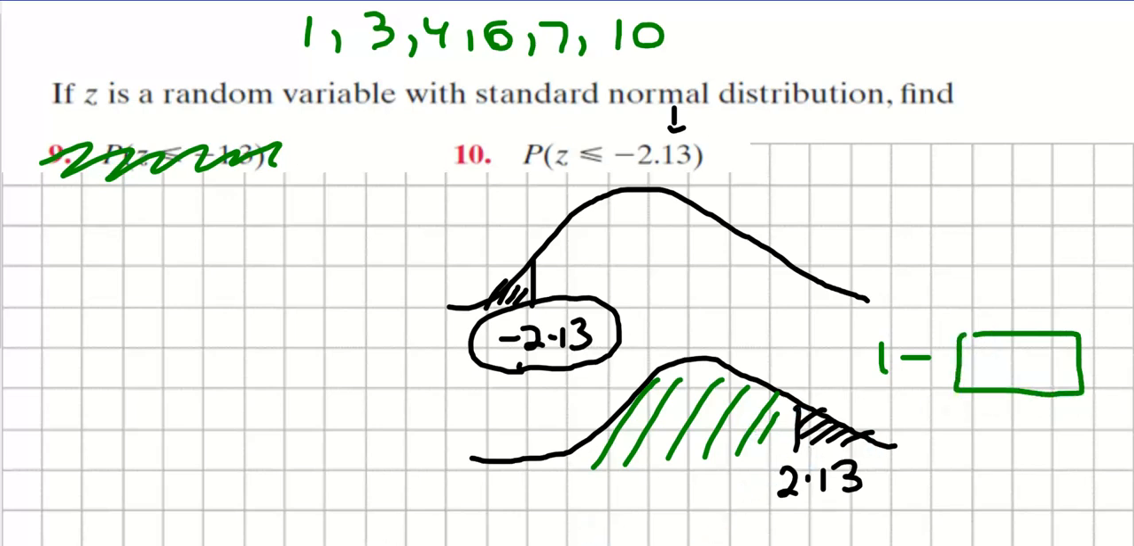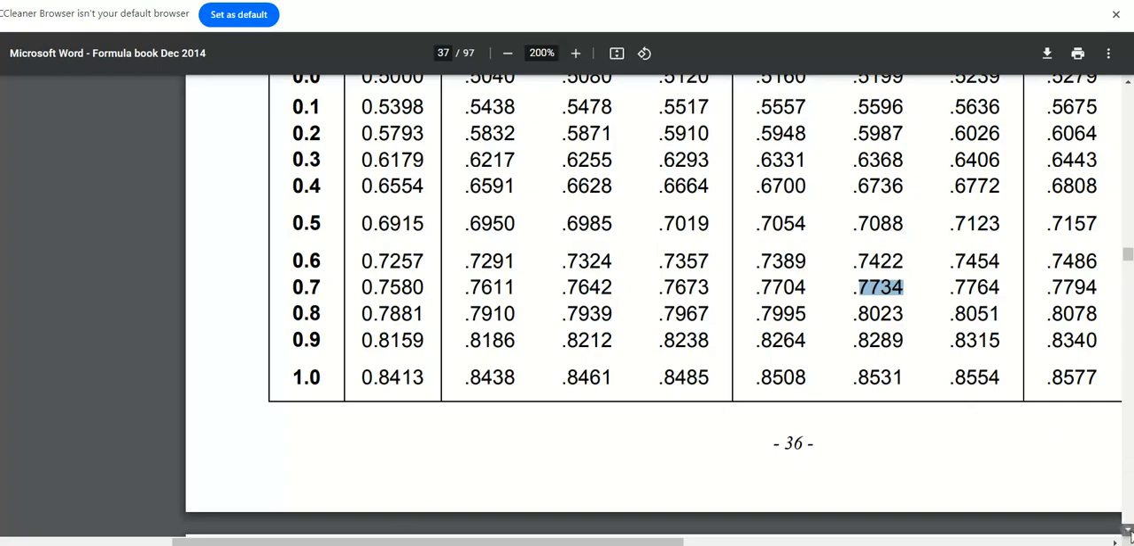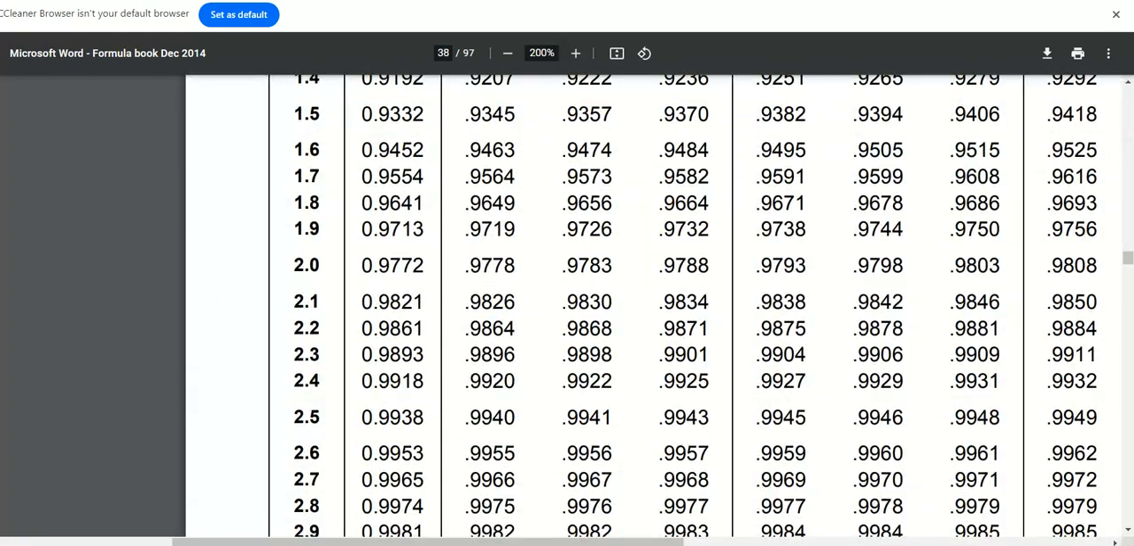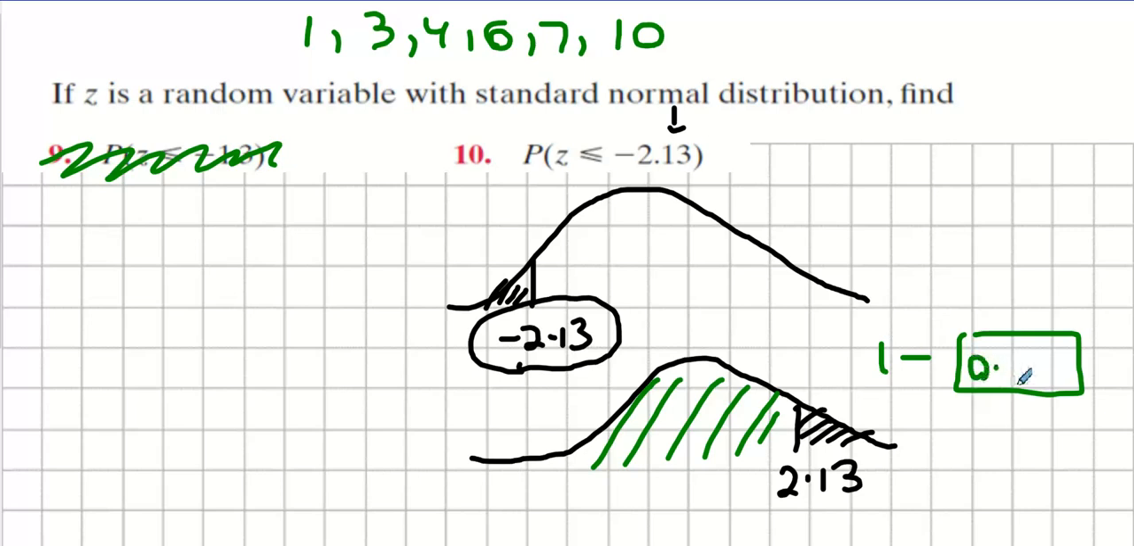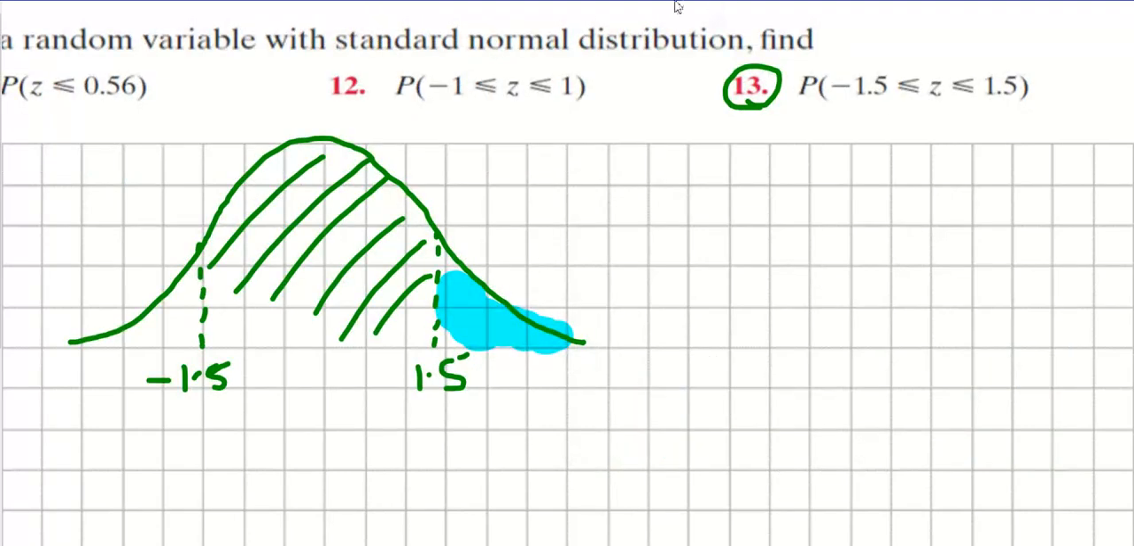So I go to my tables and I go, all right, give me 2.13, please. 2.10, 11, 12, 13. Who got 0.9834? Okay, and then you just take it away, and what you get here? 0.0166.